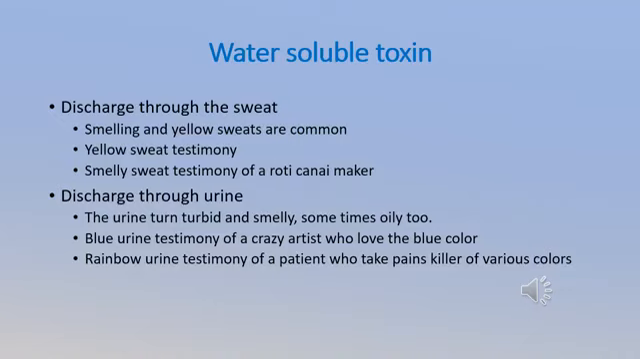So the water soluble toxin is discharged through the sweats, and also through the urine. Through the sweats, sometimes the sweat becomes smelly, okay, and sometimes becomes yellowish in color. No, that is quite common. So I can give you a few testimonies, you know, the yellow sweat testimony.